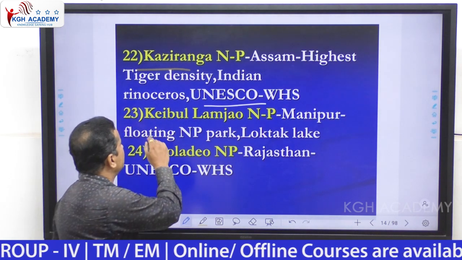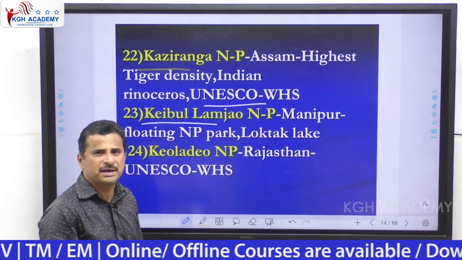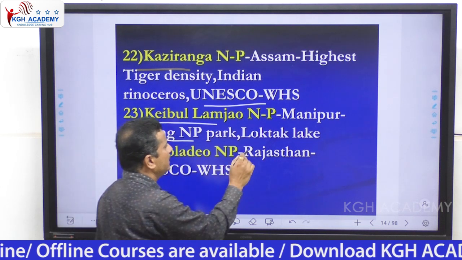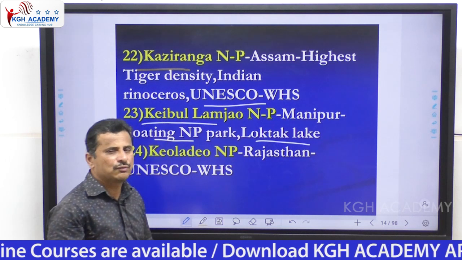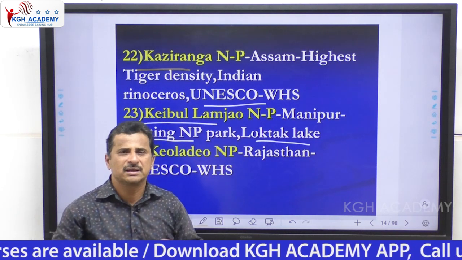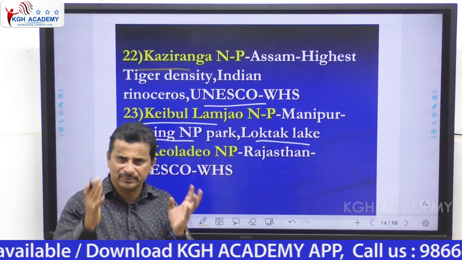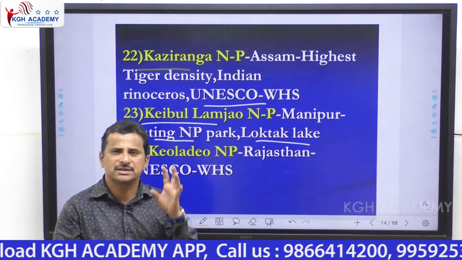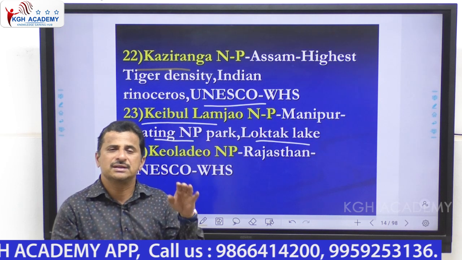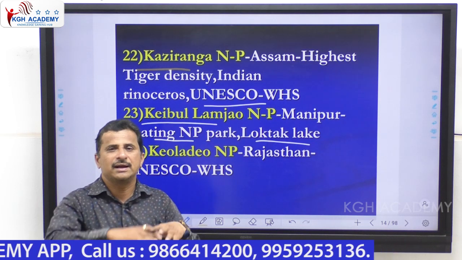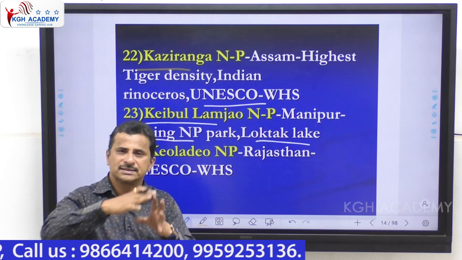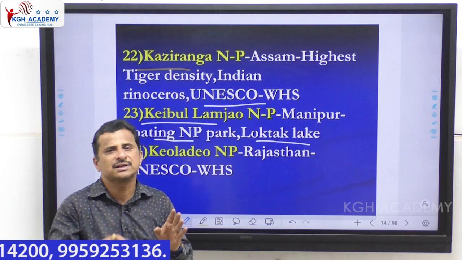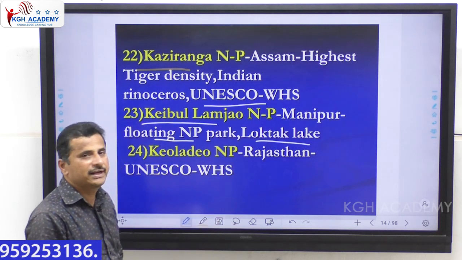Okay, and next, Keibul Lamjao National Park, Manipur. This is a floating national park, where Loktak Lake is present. Why is this called a floating national park? Because of one type of plants, grass, they form island-like structures where people can stay. That's why it is called the floating national park.